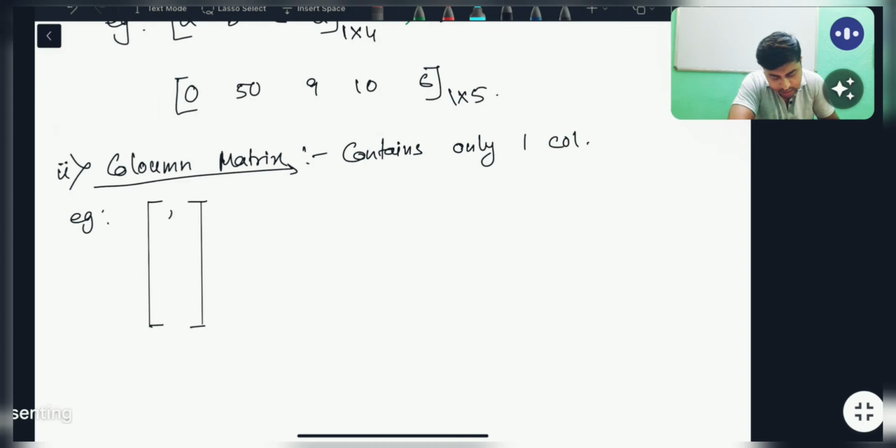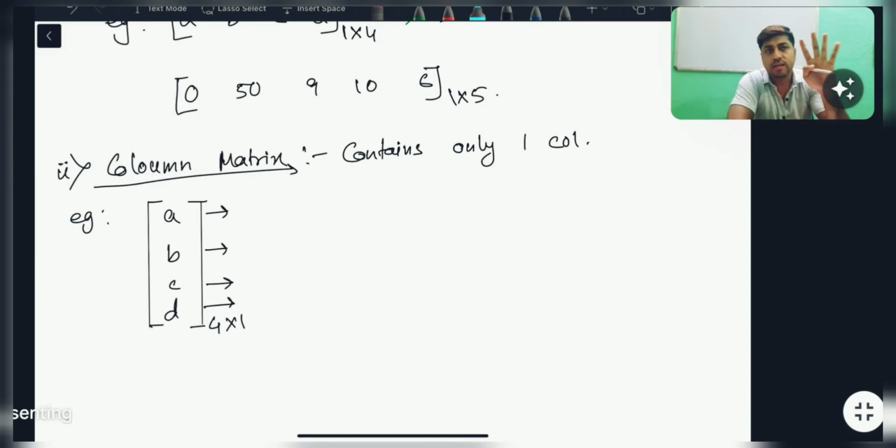Like A, B, C, D. The order will be, what is the order? 1 by 4, 4 into 1. 4 rows are there, right? My mistake. 4 rows and one vertical arrangement is there. Four horizontal arrangements and one vertical arrangement. So horizontal into vertical, row into column, that is the order. Okay, so 4 into 1, that is the order. Column matrix.